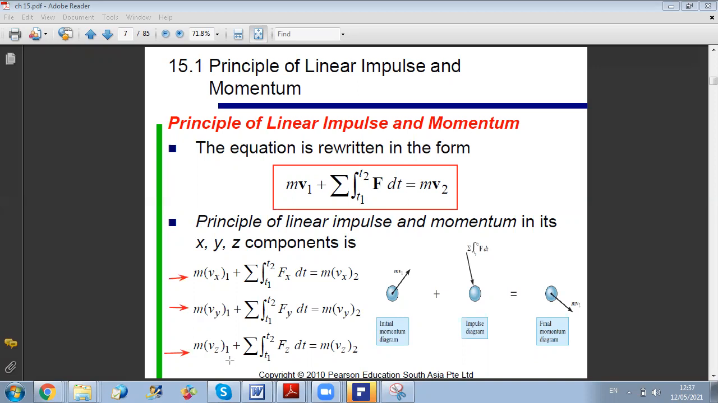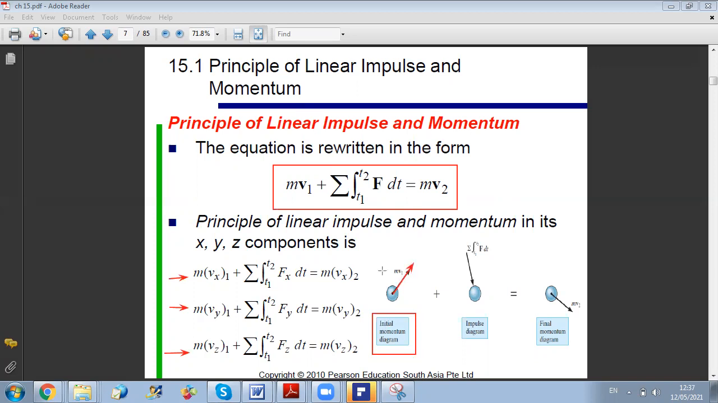Okay? And sometimes to facilitate the analysis, we draw diagrams. What are the diagrams we can draw? We have the initial momentum diagram. The initial momentum diagram will represent the linear momentum vector at the initial state. So it's the vector mv.